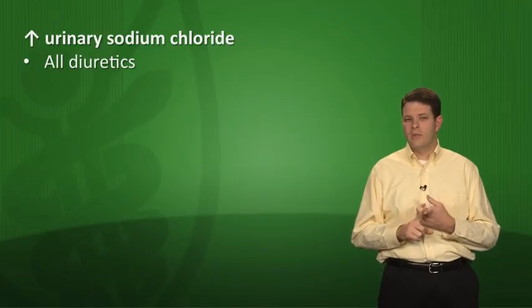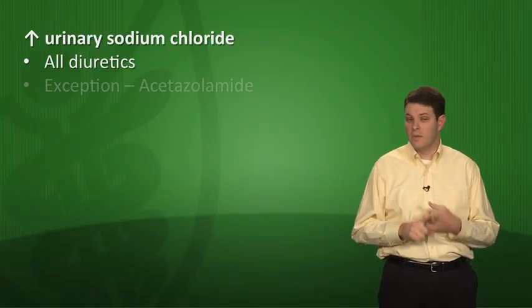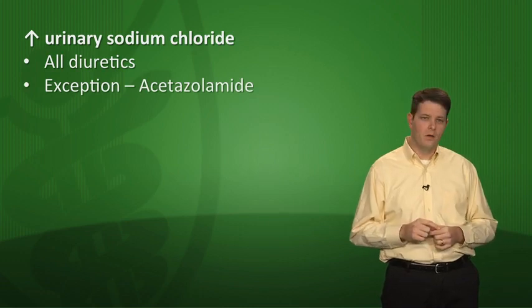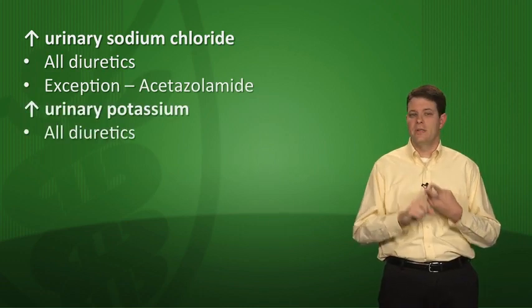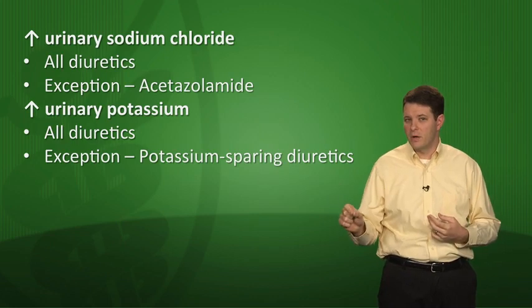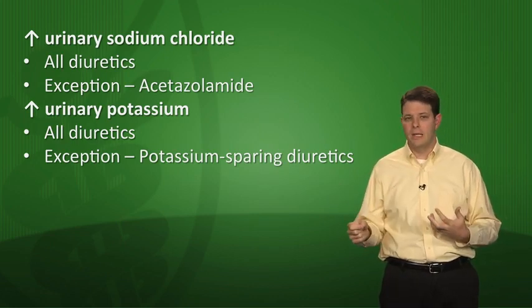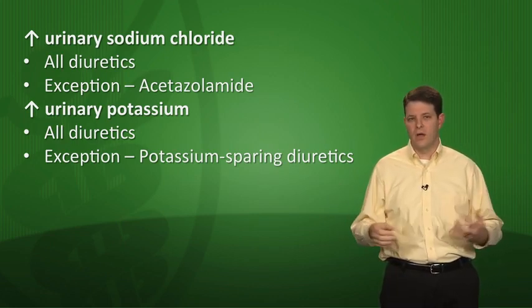Before we wrap up, I want to briefly review some of the electrolyte and pH changes associated with these various diuretics. So virtually all diuretics will increase urinary sodium chloride, with the exception of acetazolamide. All of them are going to increase urinary potassium, except for the potassium-sparing diuretics. And you can get hypokalemia as a result of most of these other diuretics.